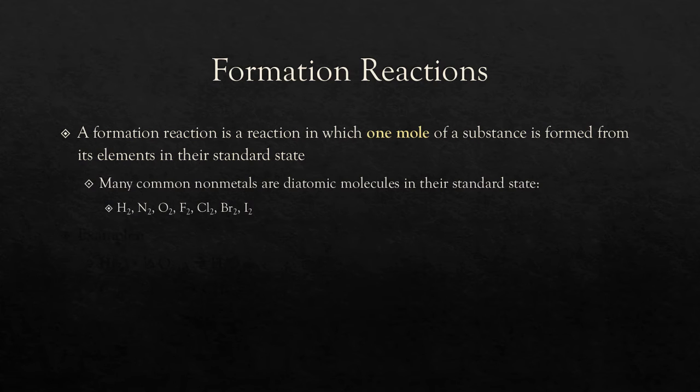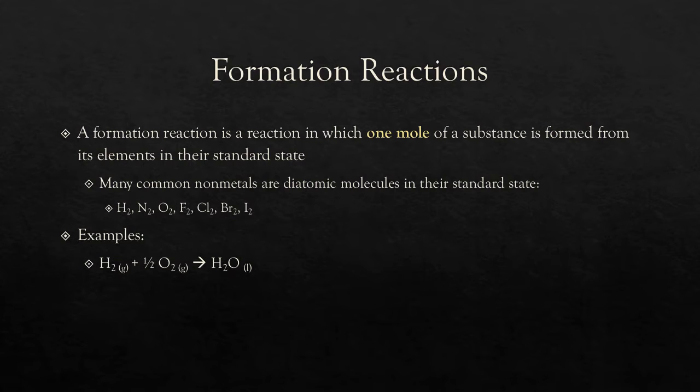So many common nonmetals are diatomic molecules in their standard state. So if we were to build something from the elements hydrogen or nitrogen or oxygen and so on, these are going to be built from these diatomic molecules. And that's what they exist as in their standard state. The other elements all exist as monatomic substances where we just write the symbol with no subscripts.